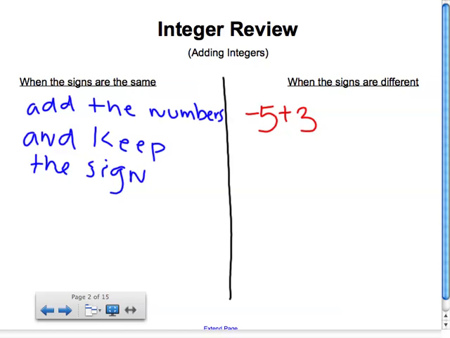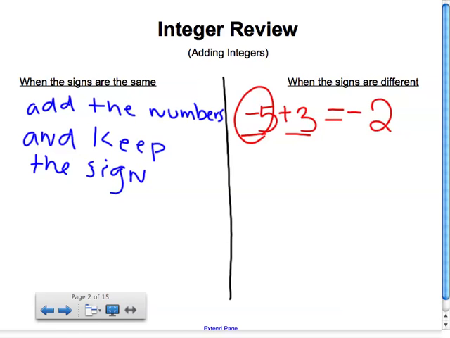So when the signs are different, you subtract the numbers and then keep the sign of the one with the larger absolute value. So in this case, negative 5 has a larger absolute value than 3, so you would subtract the numbers. 5 minus 3 is 2, but you know that negative 5 has a larger absolute value, so your answer would be negative.